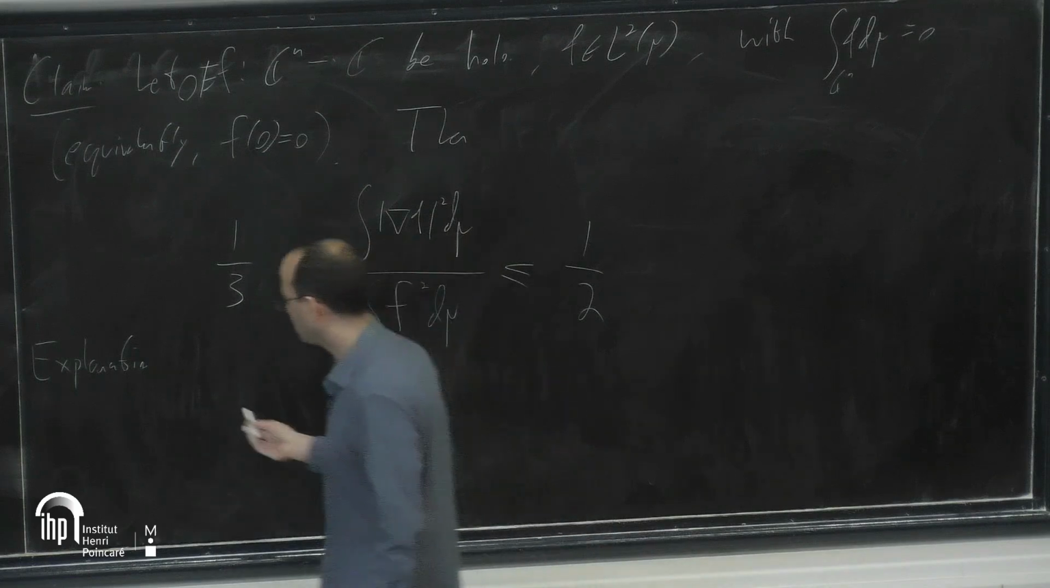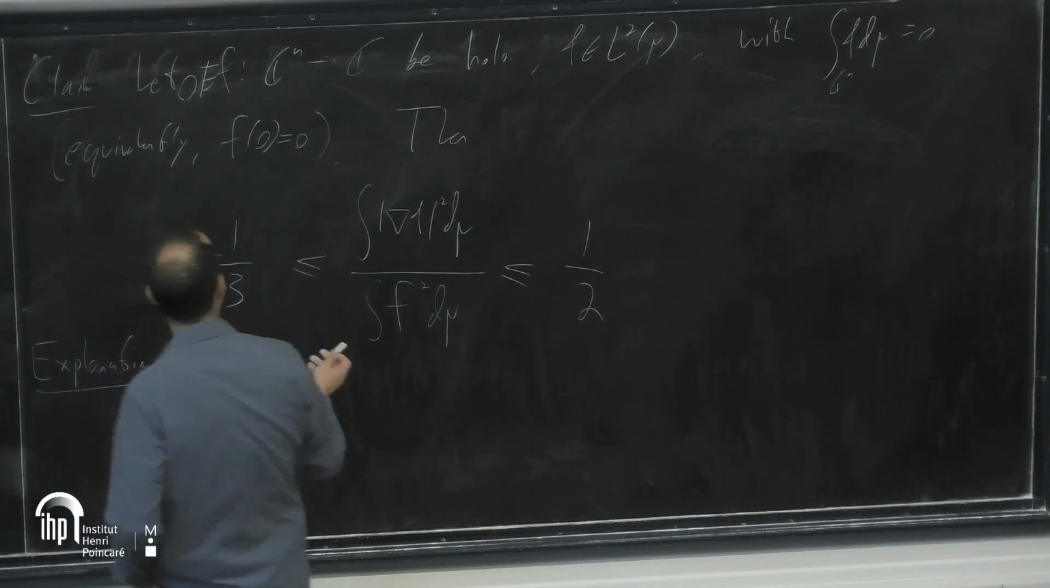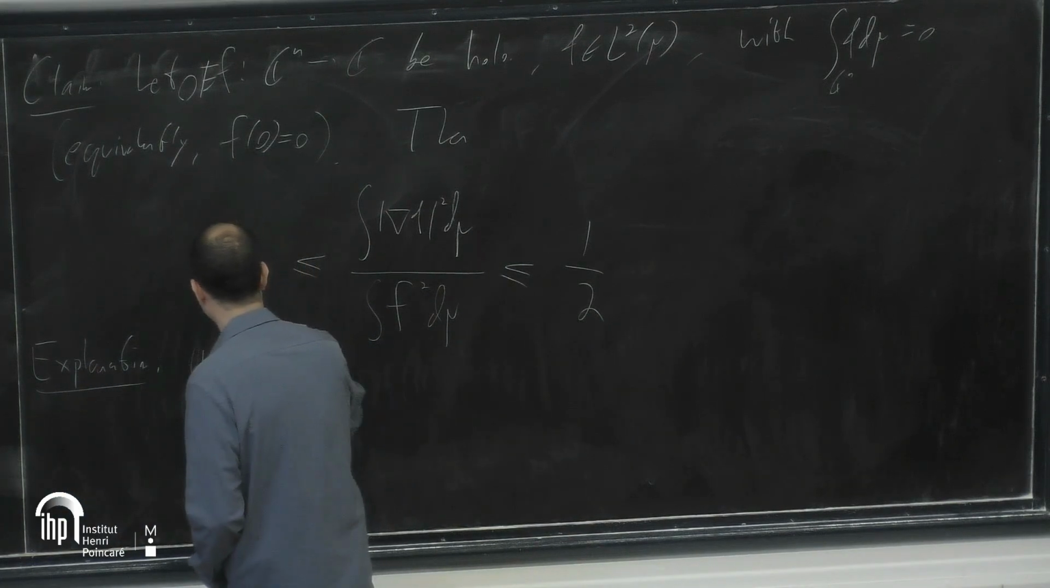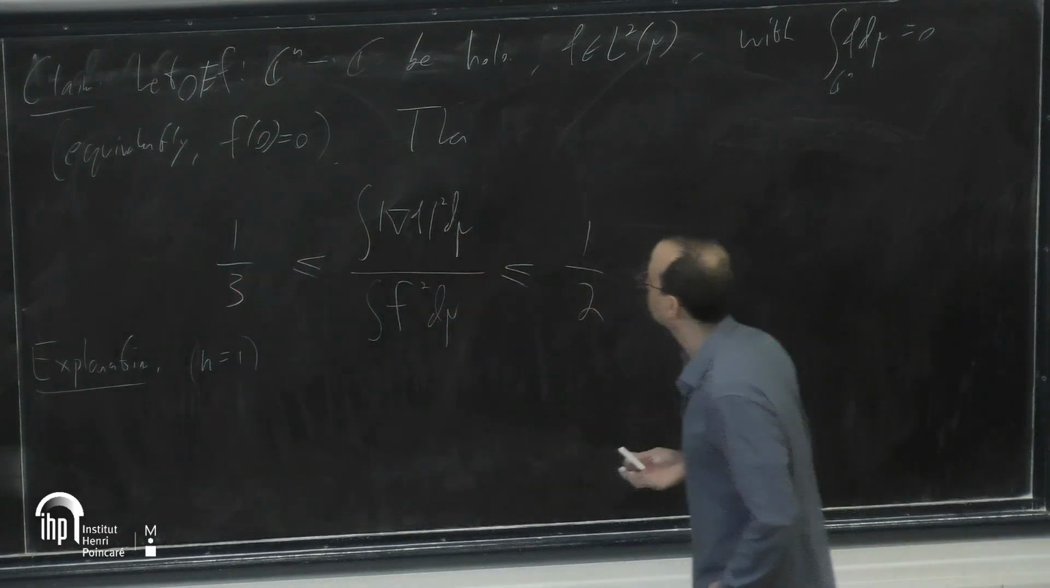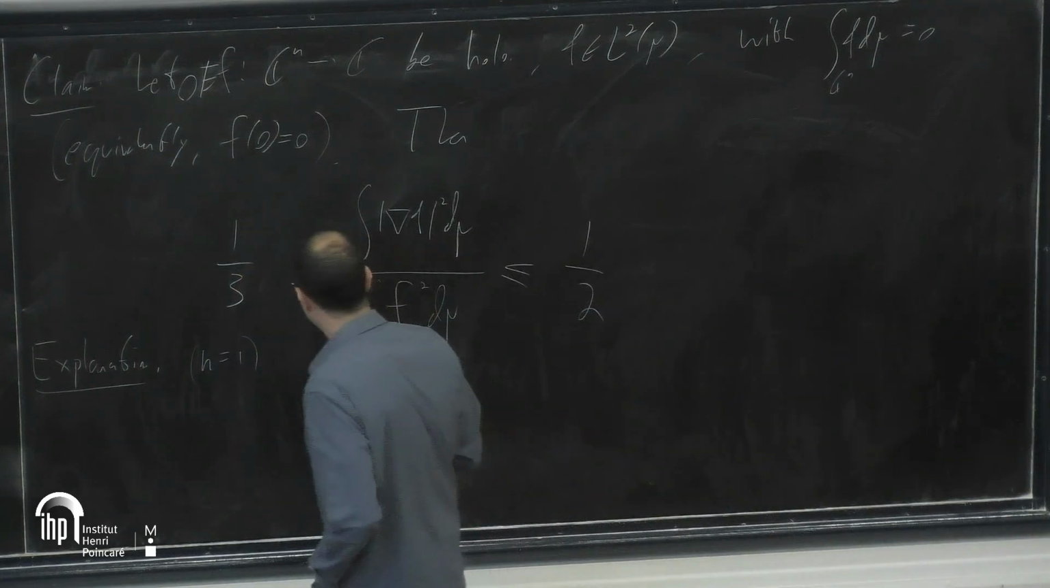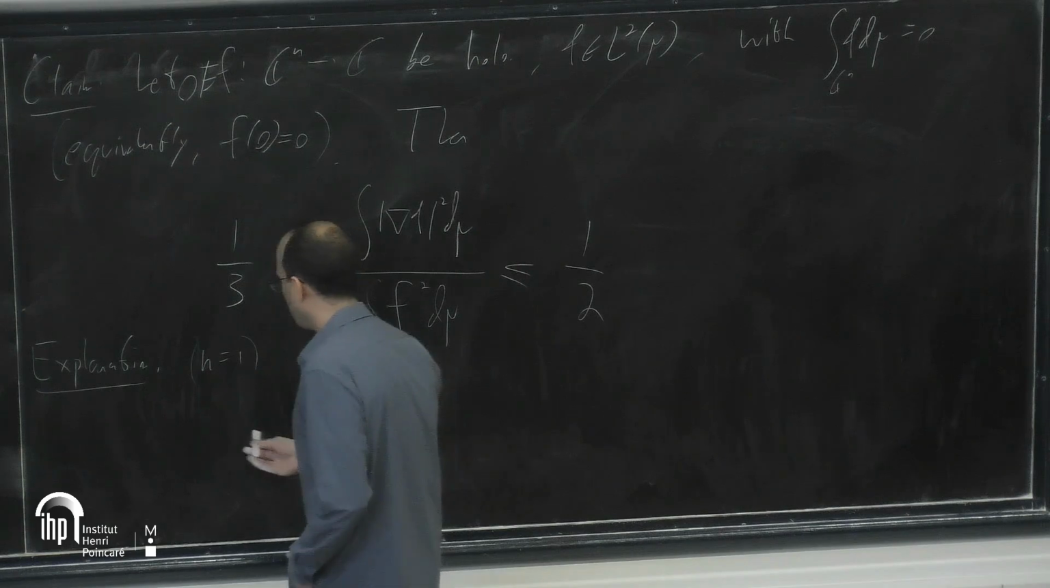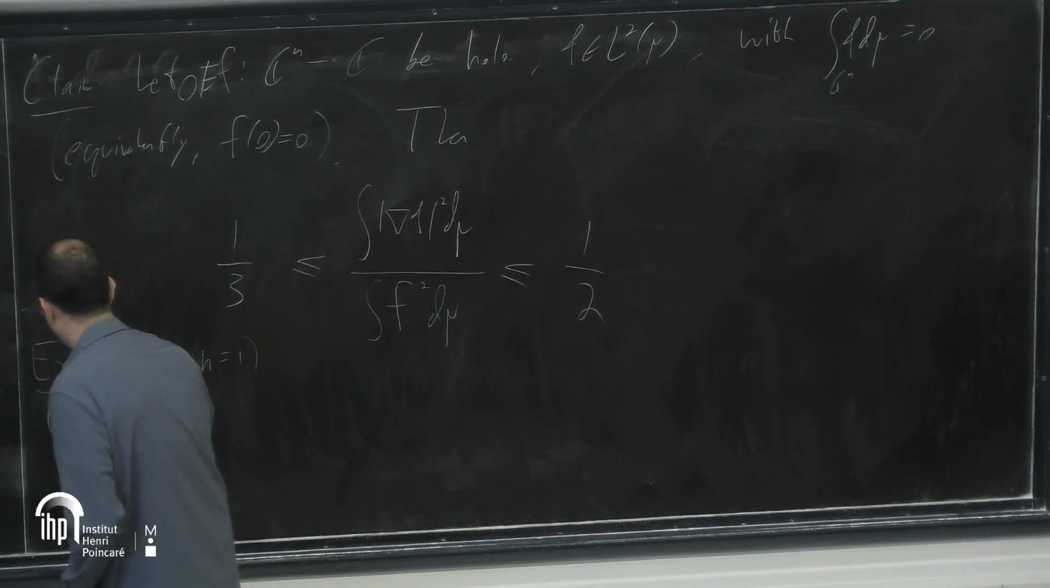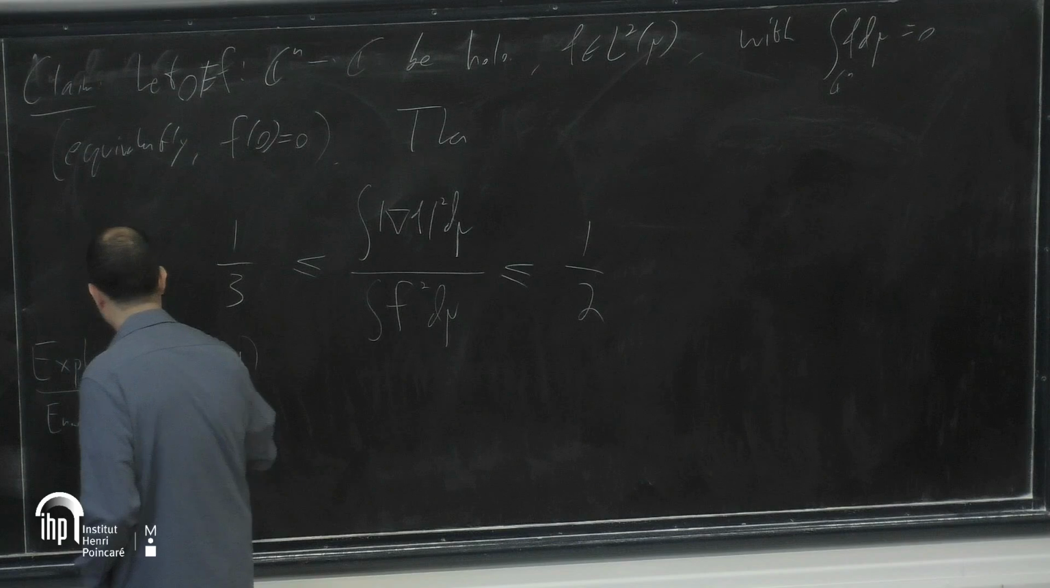Okay, so let's explain this fact. It couldn't be that difficult. Let me just do it for n equals 1, although it's the same proof in all dimensions. I claim it's enough to check for z to the k.